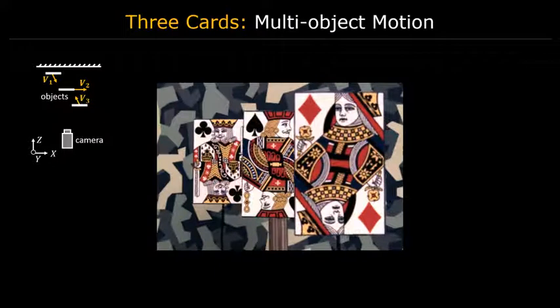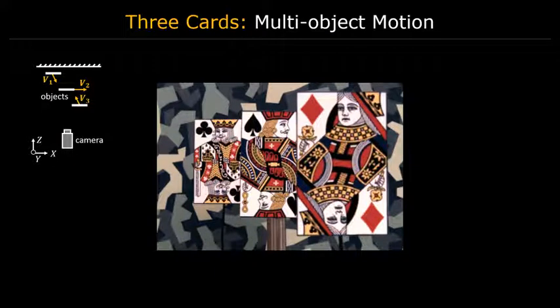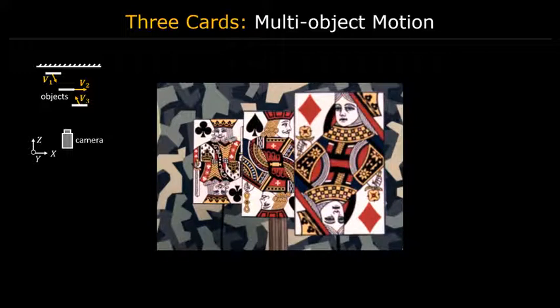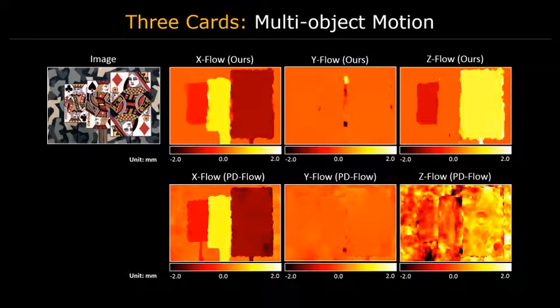This scene has multiple independently moving cards with overlapping boundaries. Here we compare our method with another existing scene flow method that computes Z motion as the change in estimated depth. Our method again estimates the Z motion more accurately.